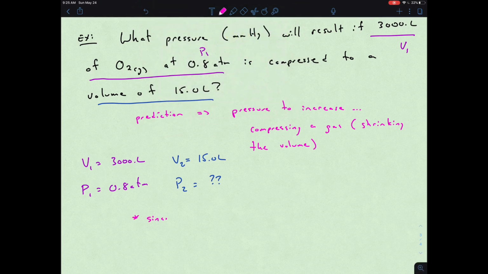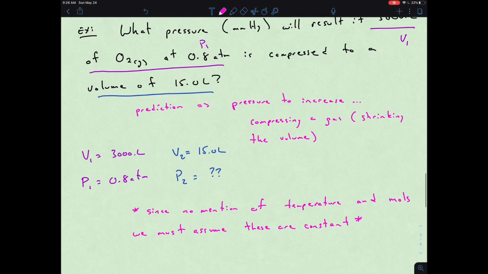Since there's no mention of temperature and moles, we must assume these are constant. So sometimes they just don't give you all of the information, and so we can't bring extra information into the question. We just must assume that those are constant.